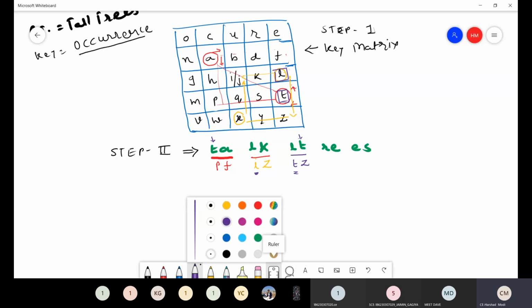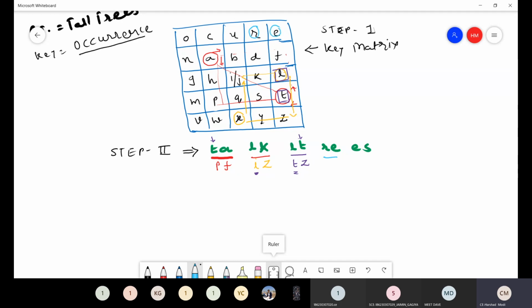In the same way, let's see what we get for A R E S. The first pair is R and E. See, R is here, E is here. This is the case of a single row. So when there is a single row, the right character of the plain text character will be the cipher character for that plain text character. So what is to the right of R? E. So E will be the cipher character for R.